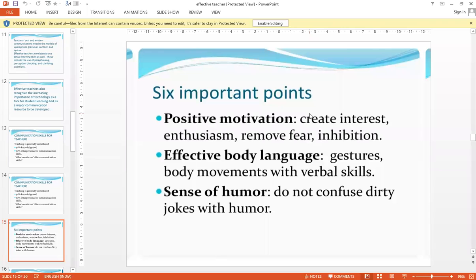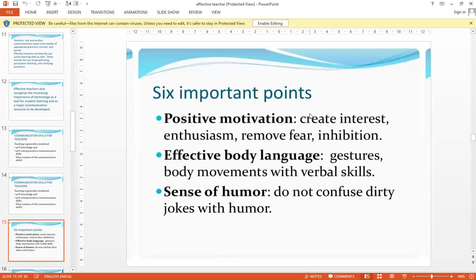Next, number 2, we have effective body language. Even effective body language plays an important role. Our gestures and body movements, along with verbal skills, matter. So even our body language plays an important role.